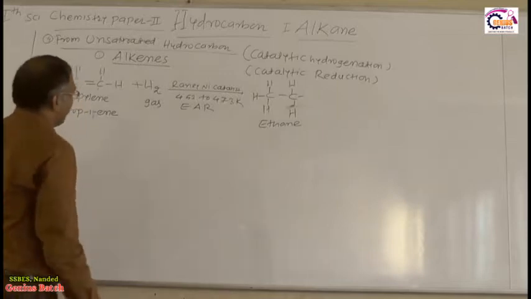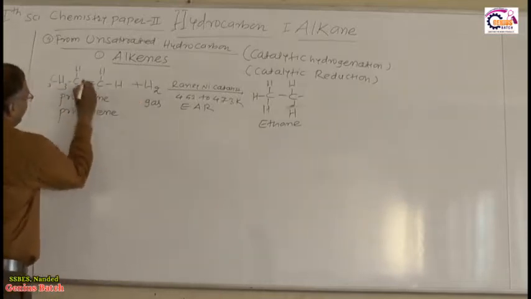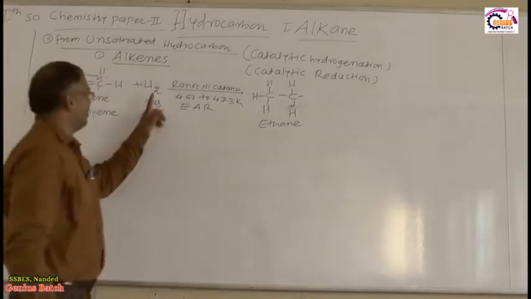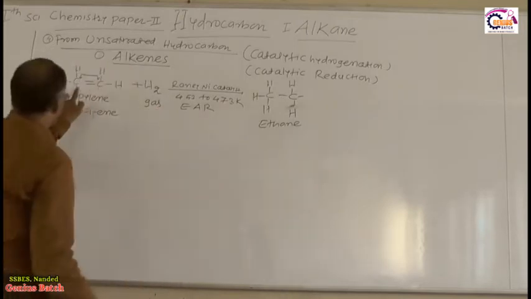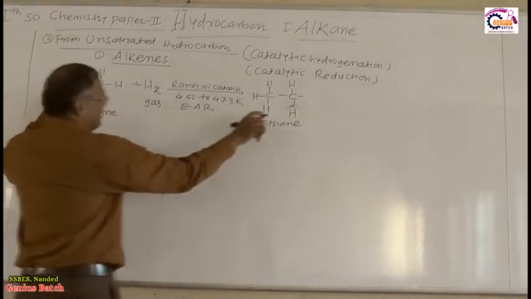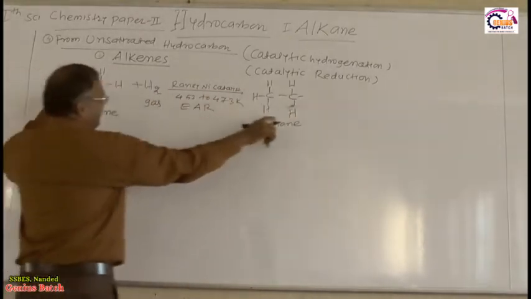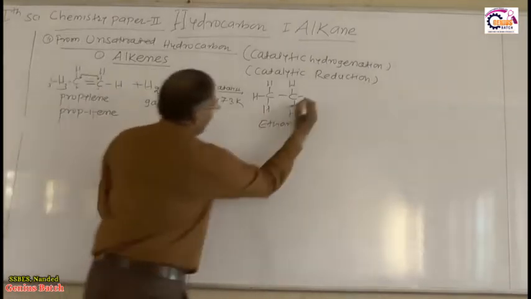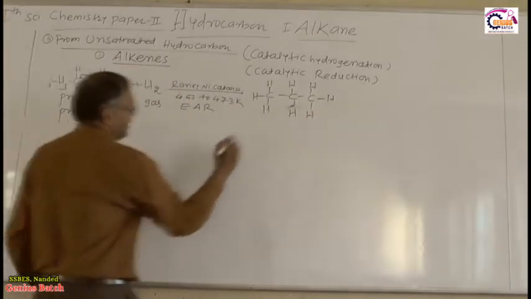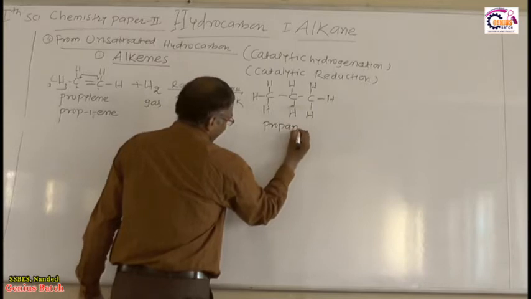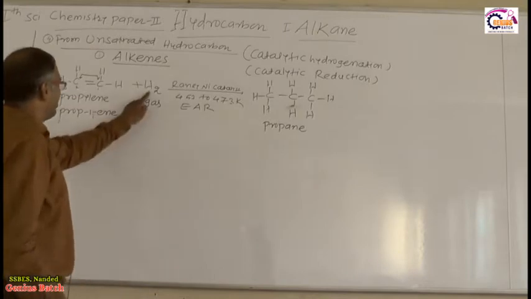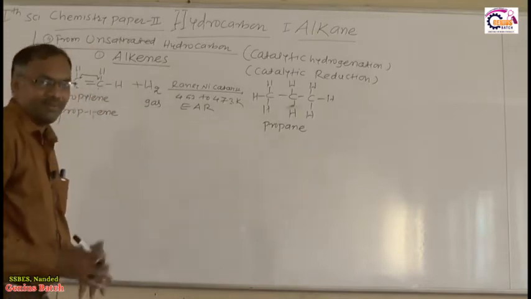Initially the electrophile adds, so this hydrogen molecule is added across this carbon-carbon double bond only. The CH3 is as it is. One hydrogen is added here, where the double bond is, and another hydrogen adds to this carbon. So what will you get? You will get propane. Therefore propylene gives propane, as the hydrogen molecule is added across the carbon-carbon double bond.